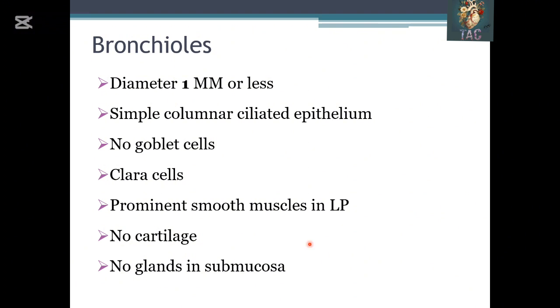These are again your MCQs. You must memorize 3-4 MCQs related to this level. First, the diameter is 1 millimeter or less. Second, the epithelium, which is simple columnar. Third, no goblet cells, no cartilage, and no glands in the submucosa. Fourth, Clara cells first appear at this level. And fifth, the prominent smooth muscle cells in the lamina propria.